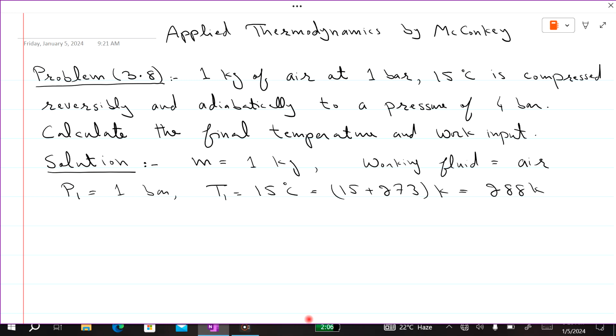And process is reversible adiabatic process. In adiabatic process, the system heat gain and loss will be zero. No heat gain and loss in adiabatic process. So in adiabatic process, Q is equal to 0.